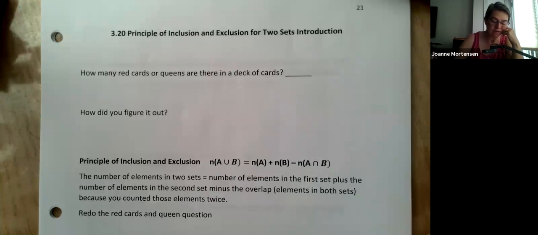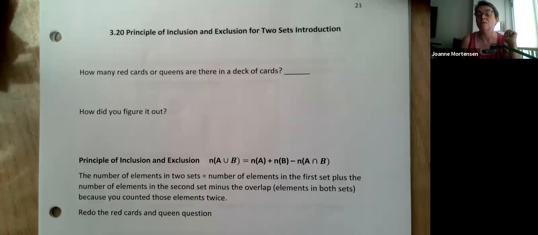Hi there, this is video 3.20, and it's called the principle of inclusion and exclusion for two sets, and it's a formula that's in the textbook. I'm going to be absolutely honest with you. Well, I guess I'm getting ahead of myself, but I'll tell you a secret. You don't have to use it. You and I can do all the math in the entire chapter without using the formula. But it's not bad practice.